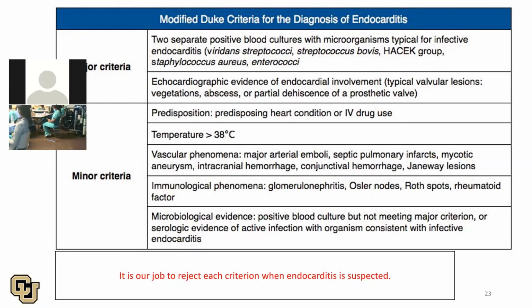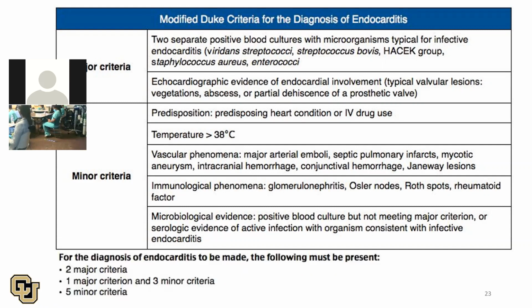And then remember, it's our job to reject these, but when a patient meets either 2 major criteria, 1 major and 3 minor, or 5 minor, then a definitive diagnosis of endocarditis can be made. And so we're waiting for that with our echo here. Right now, I would say we have maybe 1 major and 3 minor, but really for sure 1 major and 2 minor. So let's see if we can get the 2 major.